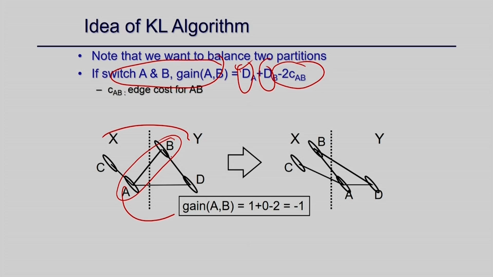So, for example, if you just swap A and B, overall gain is minus 1, which is basically negative. So, it is not a good choice to swap A and B, that means moving A from the left side to right side and moving B from right side to left side, which is not a good move.